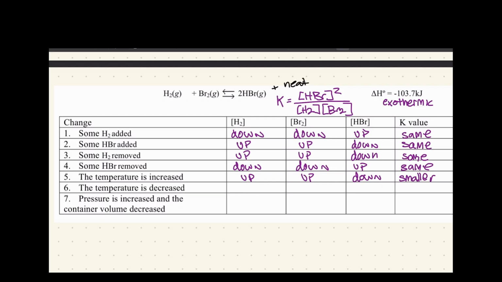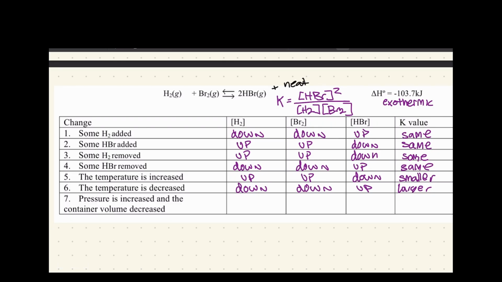If I decrease the temperature, that means that I'm making a hole here, and so I have to shift to fill the hole. So I'm going to see H2 go down, Br2 go down, and HBr go up. Because I'm increasing the product term in my KEQ expression, I'm going to see that K is actually going to be larger at lower temperature. And so whenever we're looking at temperature, we want to look at whether the reaction is endo or exothermic.